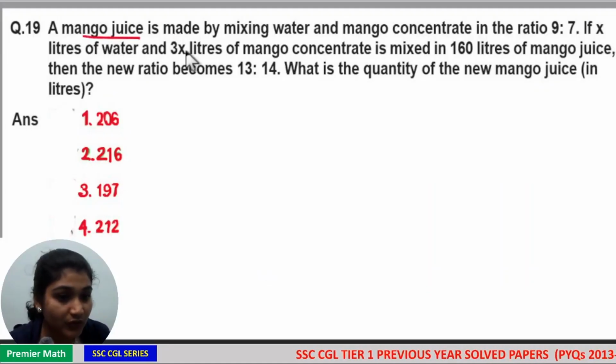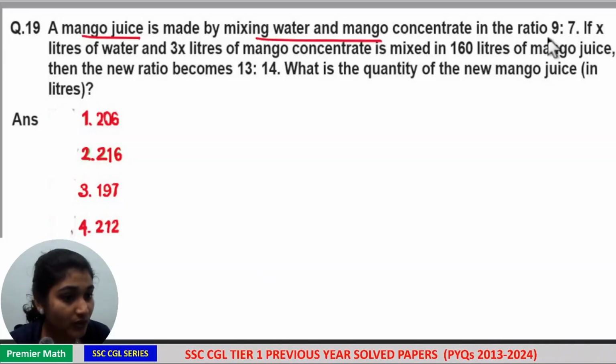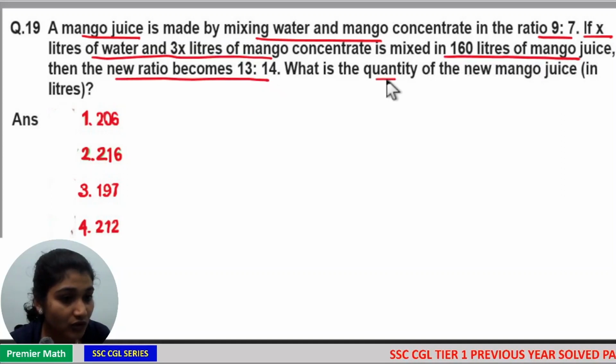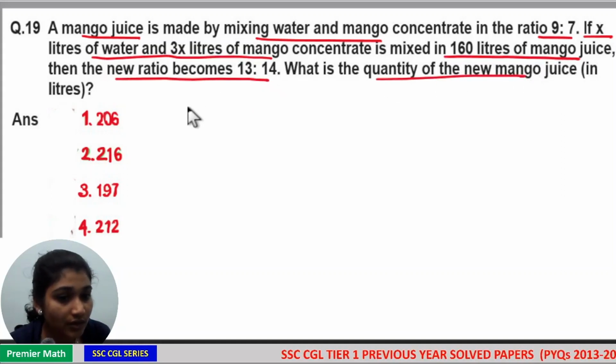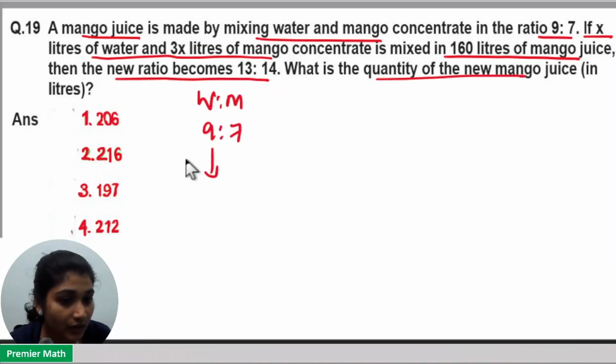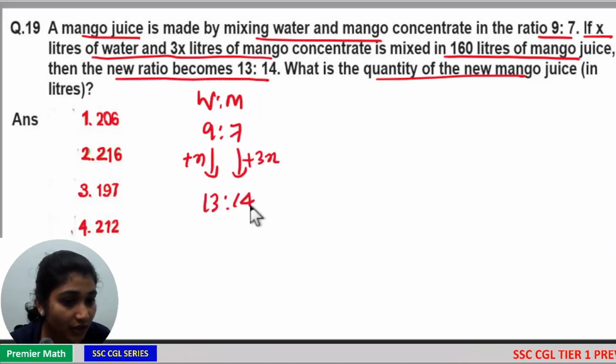A mango juice is made by mixing water and mango concentrate in the ratio 9:7. If x liters of water and 3x liters of mango concentrate are mixed in 160 liters of mango juice, then the new ratio becomes 13:14. What is the quantity of new mango juice? Here, water and mango are mixed in the ratio 9:7. When x liters of water and 3x liters of mango are added, the ratio becomes 13:14 in the final mixture.